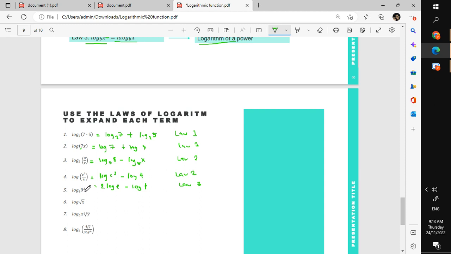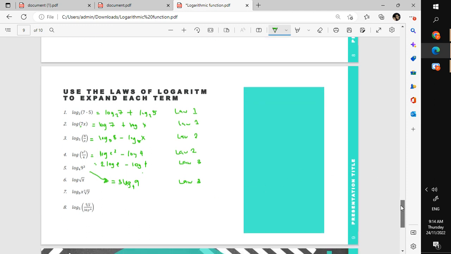Next, we have the log of 9 cubed to the base 4. Let me just put an arrow in here. What can we apply? We can apply law number 3, the logarithm of a power. The exponent 3 will be placed before the log, and you write down the number 9 and copy the base number 4. So 3 times the log of 9 to the base of 4, or 3 log of 9 to the base of 4. And this is our final answer using the third law, or the logarithm of a power.